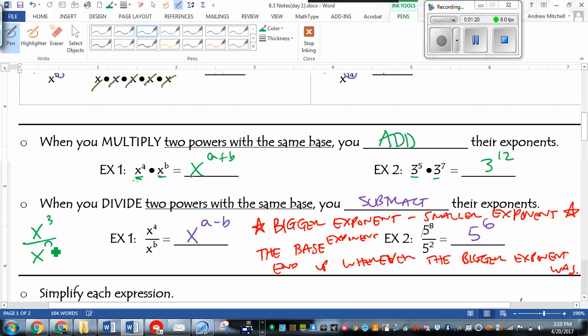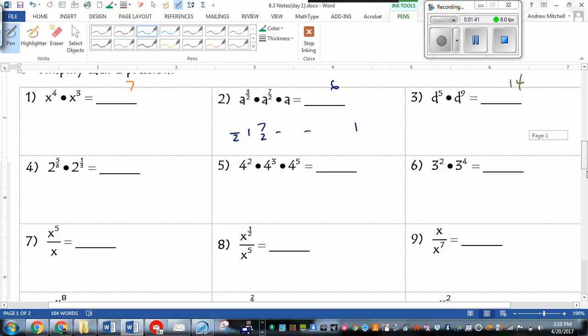But if we had a problem like this, if we had x to the third over x to the ninth, for this one, the bigger exponent's on the bottom, so that means the x is going to end up on the bottom. We're only going to have a 1 left over on top. And we subtract the exponents, the bigger one minus the smaller one. So 9 minus 3, we get 6. 1 over x to the 6th power. All right, so that comes up from time to time.